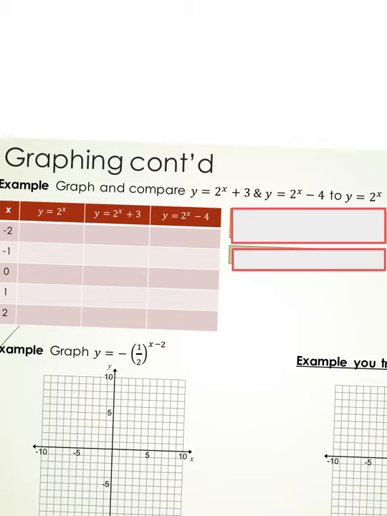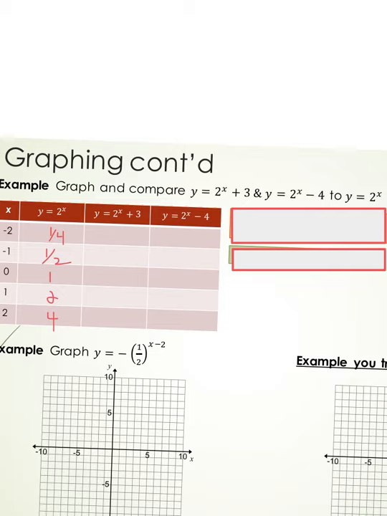Now we're going to graph and compare y equals 2 to the x plus 3, y equals 2 to the x minus 4, and y equals 2 to the x power. So I'm going to start with y equals 2 to the x power, and we have our standard xy table. We're going to say 2 to the -2 power is 1/4, 2 to the -1 is 1/2, 2 to the 0 is 1, 2, and then 4.